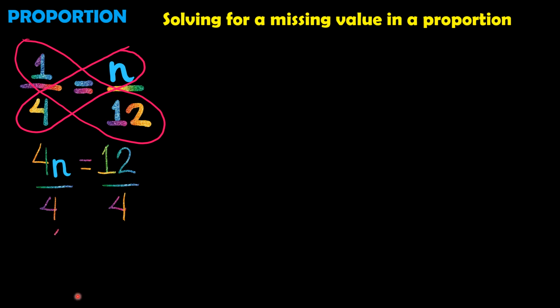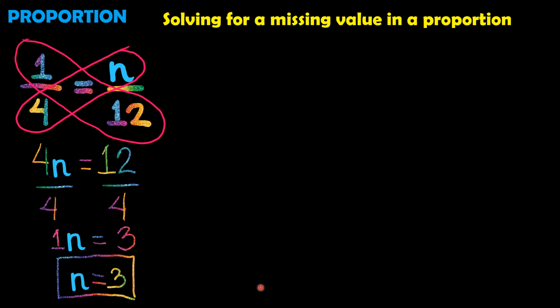Now, 4 divided by 4 is just 1. Then we're going to copy our variable n. And then 12 divided by 4 is 3. Now remember that whenever your variable has a number 1 beside it, you don't have to write it anymore. So you just simply write the variable n and then copy your answer. So our n is equal to 3.